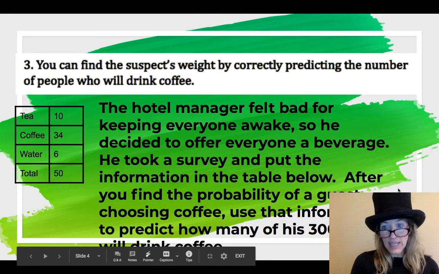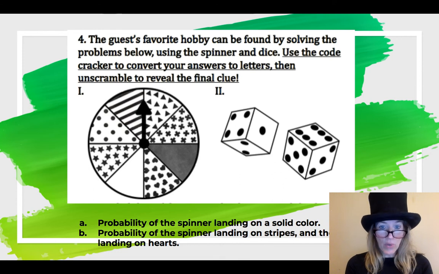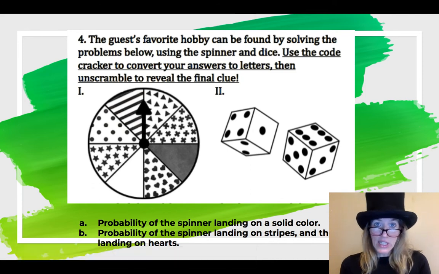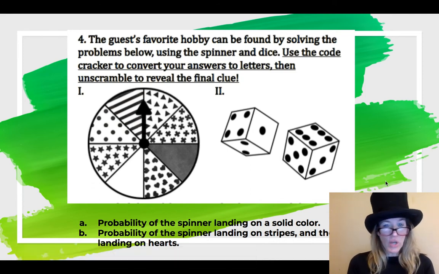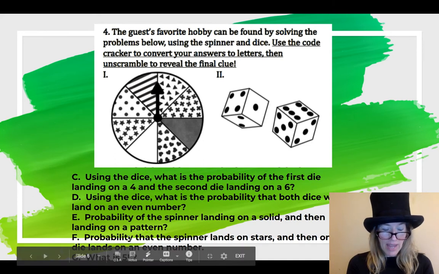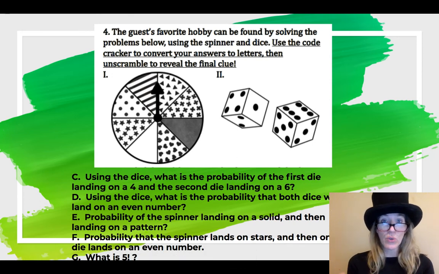Then that leads us to question number 4 on your clue sheet, and it has multiple questions. I believe that you can use the spinner and or these dice to answer the questions. I don't think you'll have a problem answering any one of those. And then the last question is simply asking for 5 factorial. So you're going to find out what 5 factorial is.